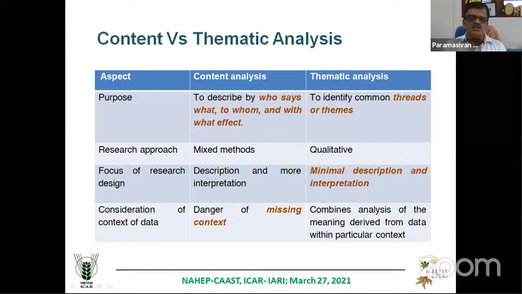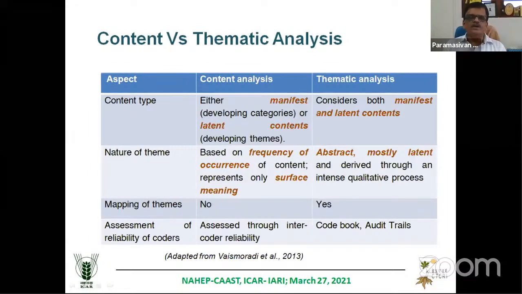Then, consideration of the context of the data: you won't look into the context of what somebody said in content analysis, but in thematic analysis you will be looking into the context. And the content type: content analysis may be manifest and latent contents. Manifest means something you can quantify directly by reading a paragraph. Latent means you have to go for the semantic meanings of that particular sentence, and then you have to classify there.